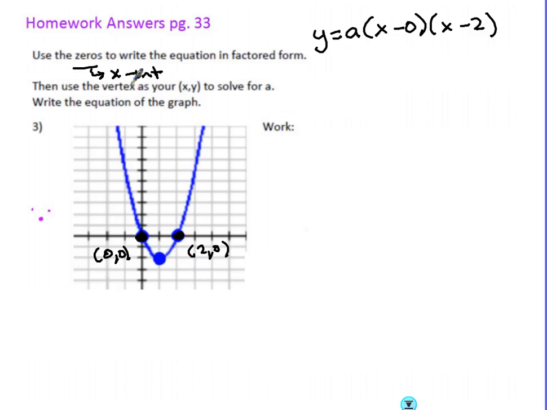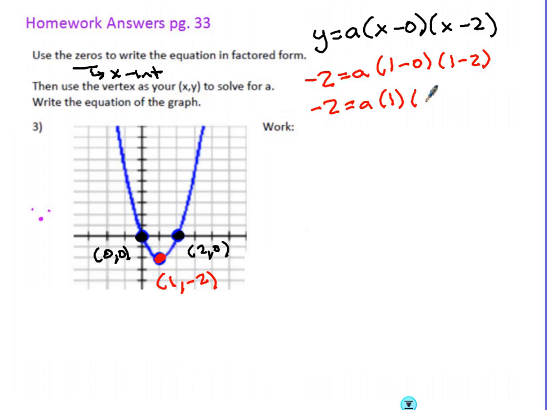Then the next set of directions says then use the vertex as your x and y to solve for a. So the vertex in this case is the point 1, negative 2. So we plug in negative 2 for y and 1 into each instance of x in the equation. So we end up with negative 2 is equal to a times 1 times negative 1, which means negative 2 is equal to negative a. So a equals 2, which gives us a final equation of y is equal to 2, x minus 0, x minus 2.